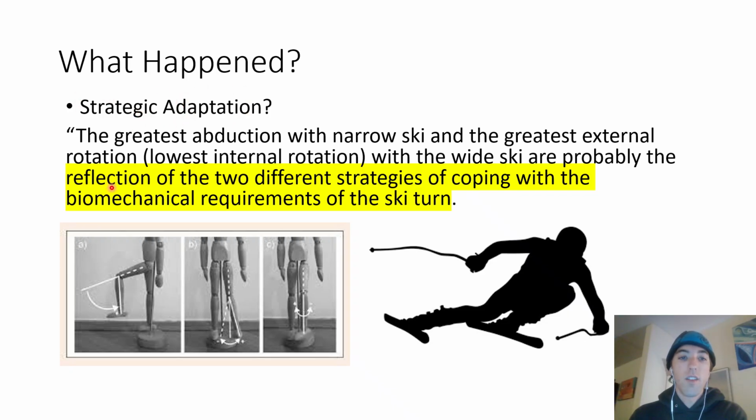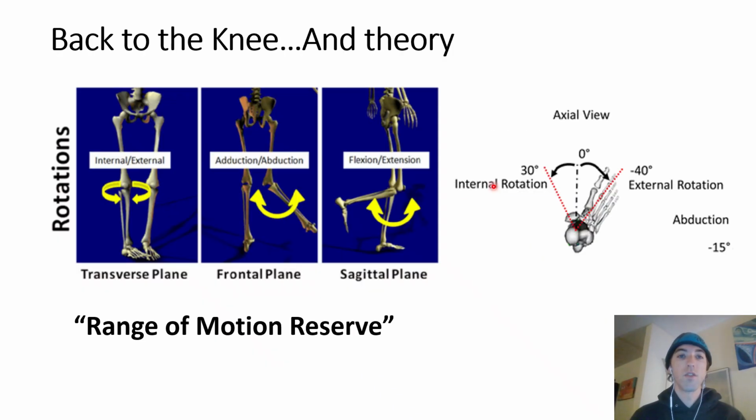They say it's a reflection of the 2 different strategies of coping with the biomechanical requirements of the ski turn, which basically means there are different mechanical requirements based on how the ski is interacting with the snow and with their knees, and the skiers are just skiing differently based on the required movements to execute their turns.